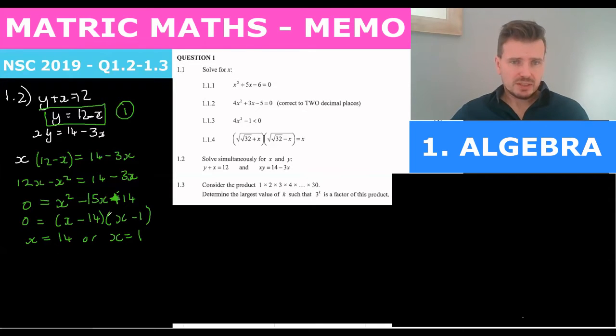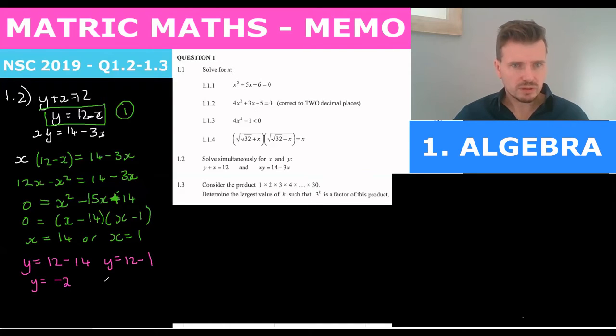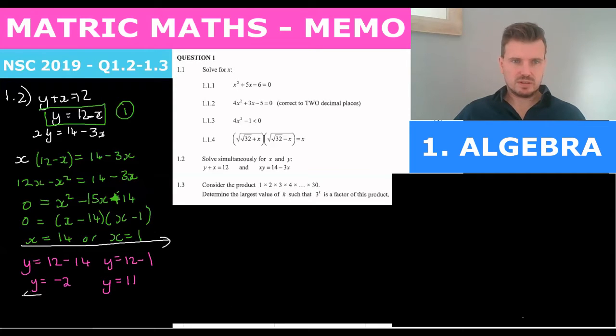And so now you know what x is and you can solve for y. So you simply substitute these x's into equation 1. Equation 1 was y equals 12 minus x, and we're going to put in the 14, and then 1. So y equals 12 minus 14, and y equals 12 minus 1, and so you get y equals negative 2, and y equals 11. So that's question 1.2. I'm just going to highlight the final answers in white.